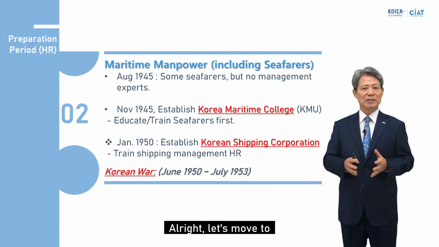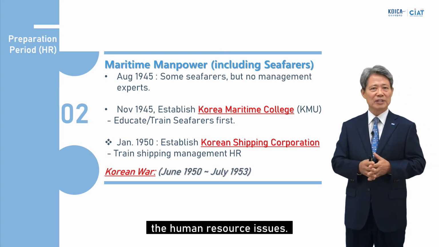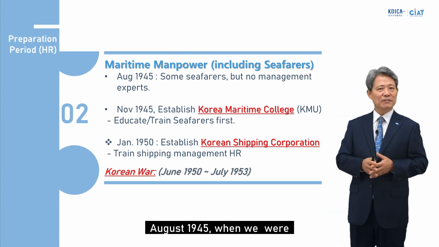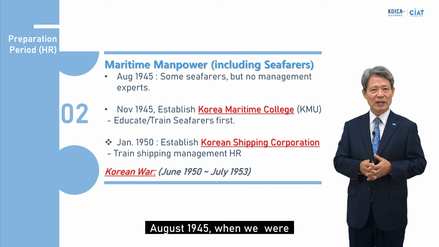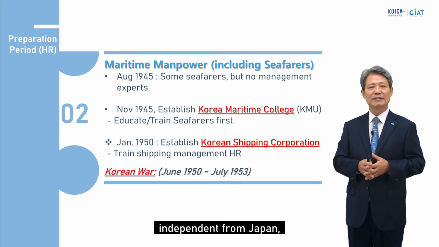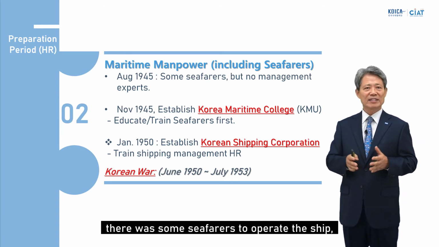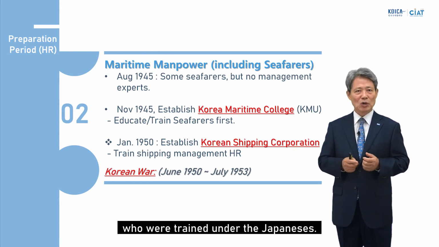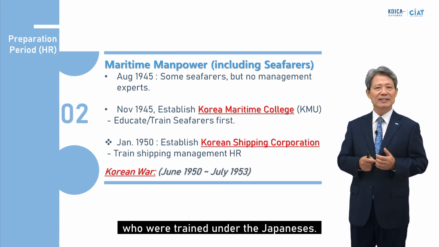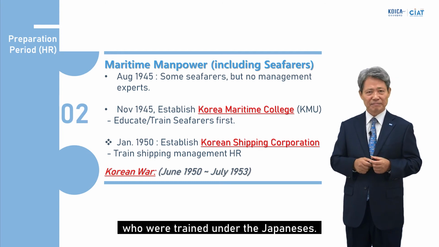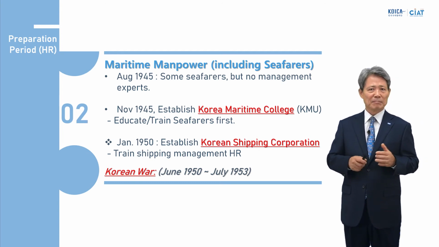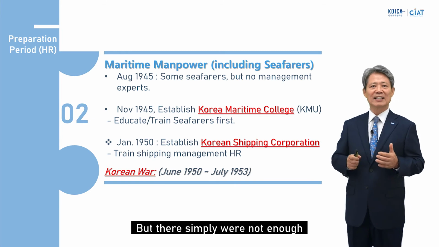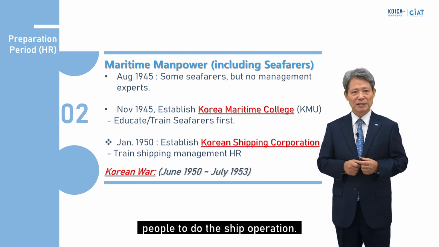All right, let's move to the human resource issues. In August 1945, when we became independent from Japan, there were some seafarers to operate ships who had been trained under Japanese rule. But there simply were not enough people to do the ship operation.